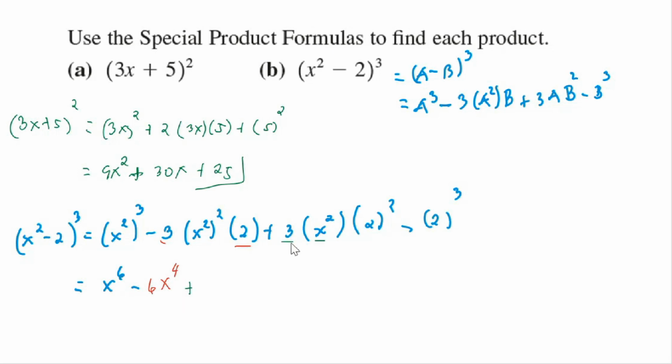Now, this one first is 3 times x squared is 3x squared. So I multiply this one is 3x squared, but this is 2 squared is 4. So I will write first here on top. So the product of this is 3x squared, and then this one is 4. So multiply 3x squared times 4. So the product now is 12x squared. And 2 to the third power is equal to 8. So I will just write here negative 8.